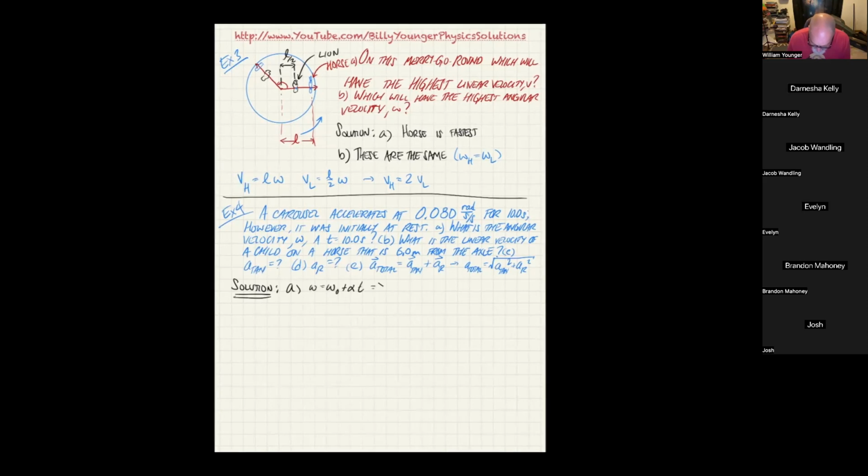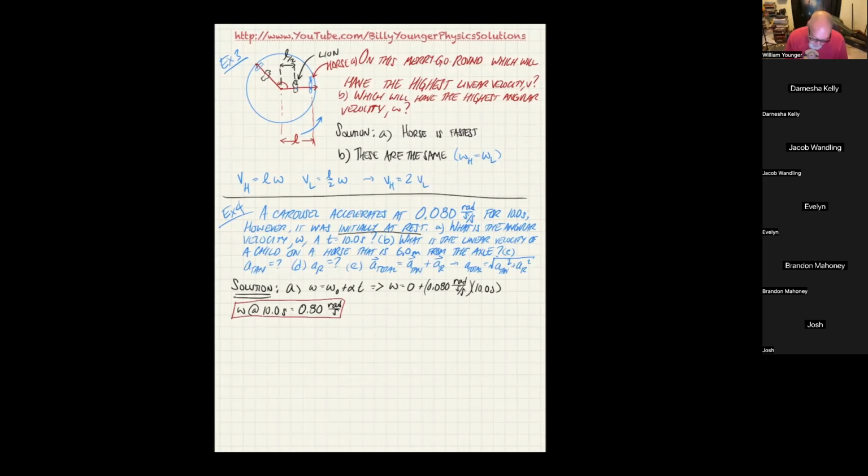So I'm going to say omega zero is equal to zero because it's initially at rest. So omega is equal to zero plus 0.080 radians per second per second times 10.0 seconds. And that's going to give us omega at 10.0 seconds is equal to 0.080 times 10, which is 0.80 radians per second. Hopefully that makes sense to everyone. No questions? Anyone? Anyone?